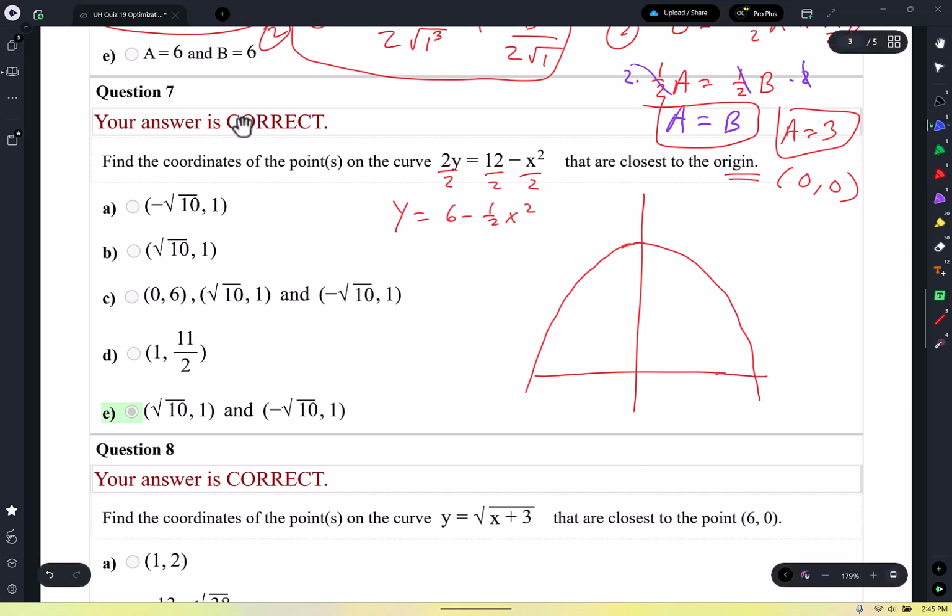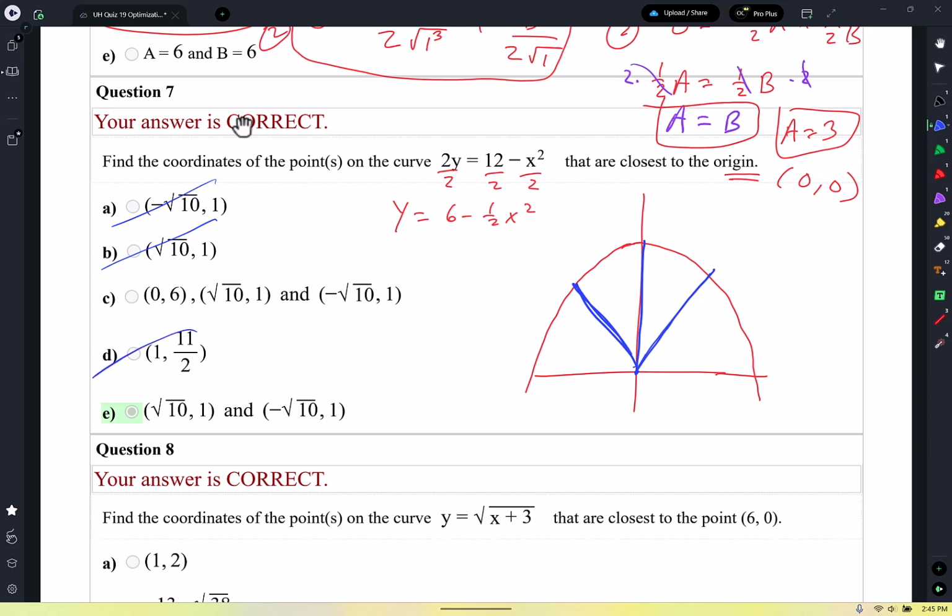And they want to know what segment. Is it this segment? Is it this one? Is it that one? Well, it's symmetric. So if you found this one, then this one's going to be the same, so you're going to have 2 answers. So immediately you can just delete A and B because it's symmetric on the y-axis. And D. I guess it's between C and E. If you really think about it for a long time, you can probably just guess the correct answer.